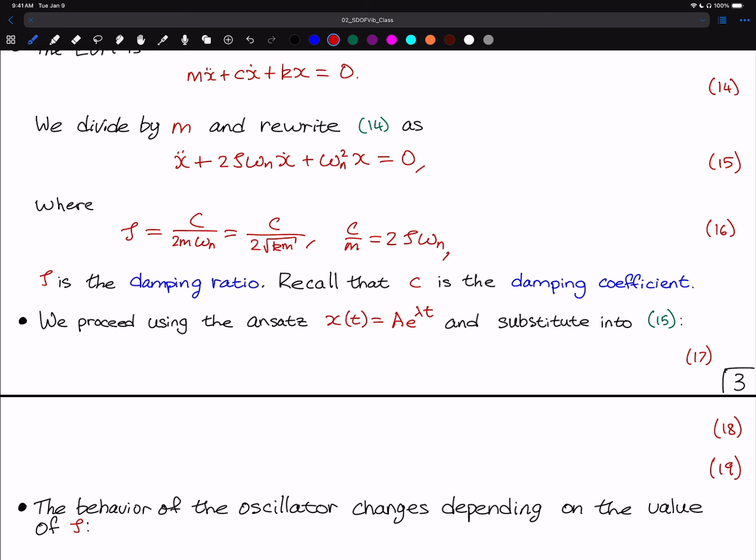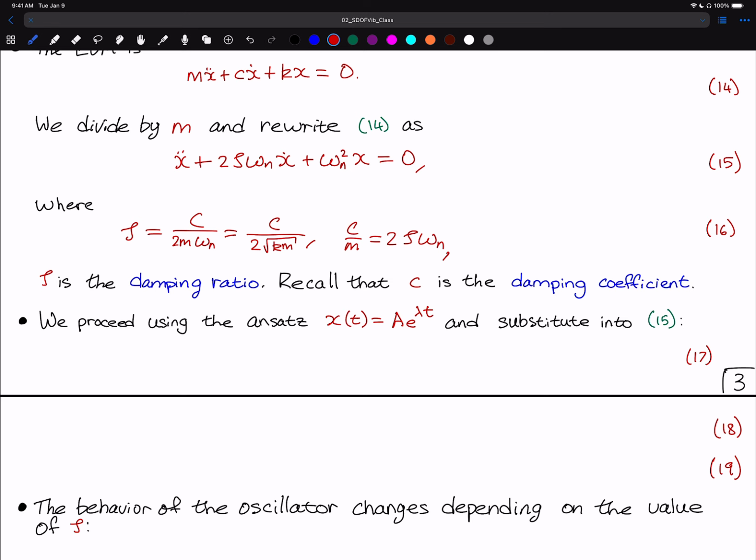Like I said, zeta is known as the damping ratio, and c here is the damping coefficient, and it's very important to keep these separate and not confuse the terminology. Zeta is the damping ratio, and c is the damping coefficient.